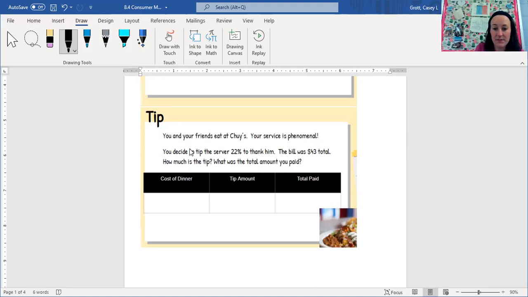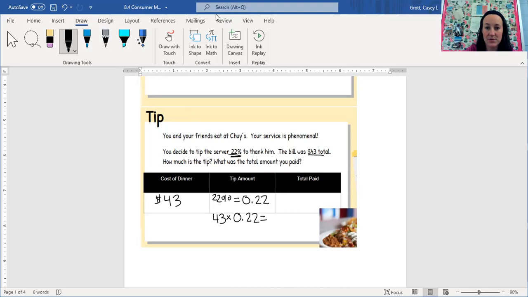So the cost of dinner said it was $43. That's how much we're paying. Tip amount, 22%, which as a decimal is going to look like this. So how much did we pay in total? Let's figure out how much we had to do for the tip. So I'm going to take my cost and multiply that by my tip amount. Let's see what that gets us equal to.